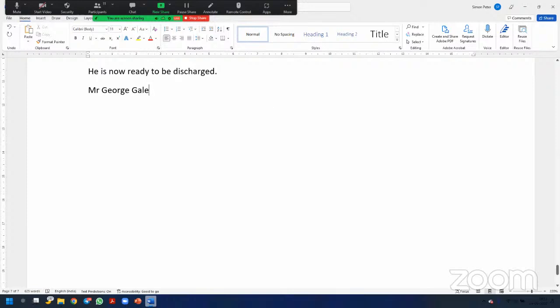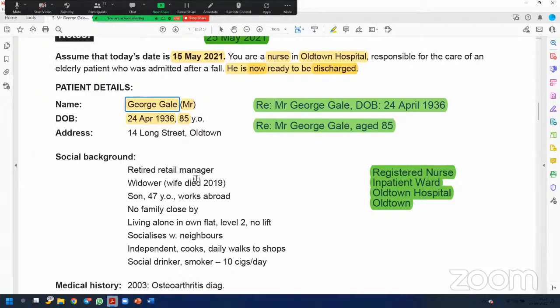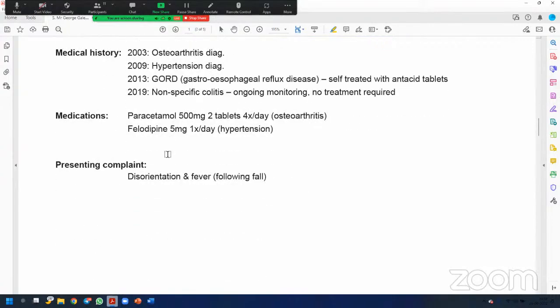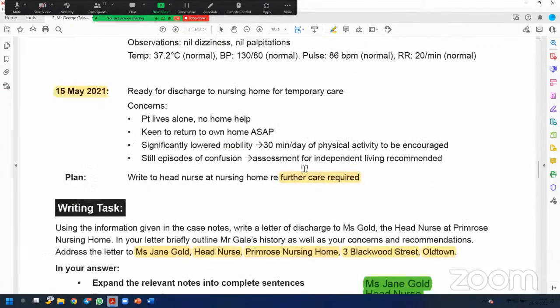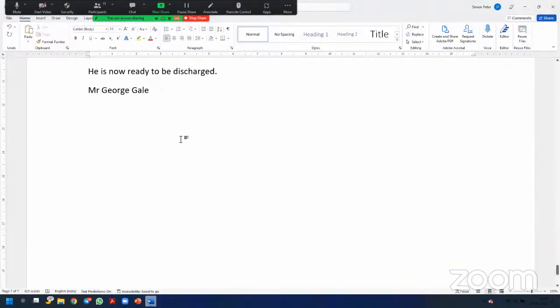Then, what else is there? Elderly patient was admitted after a fall. That you can write in the second paragraph. Was admitted after a fall, you will write in the second paragraph, on which date, everything. So, next one. Further care required. Requires further care.